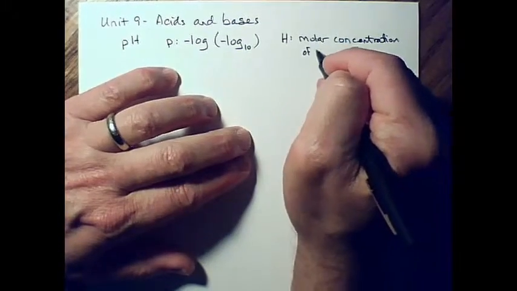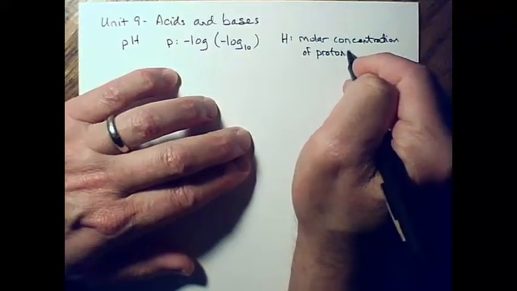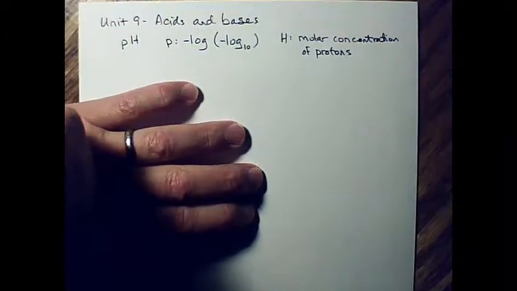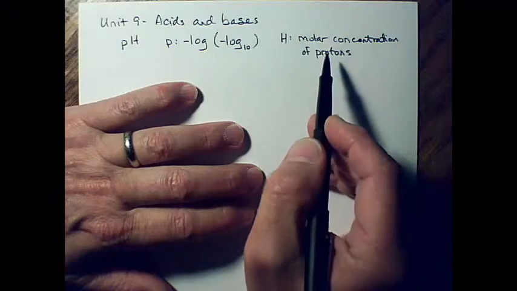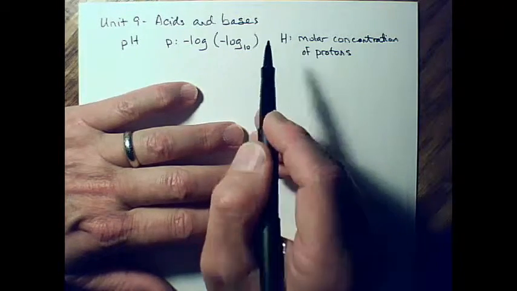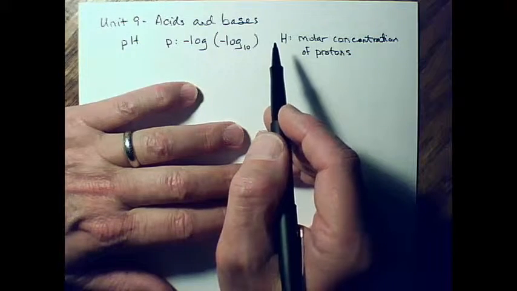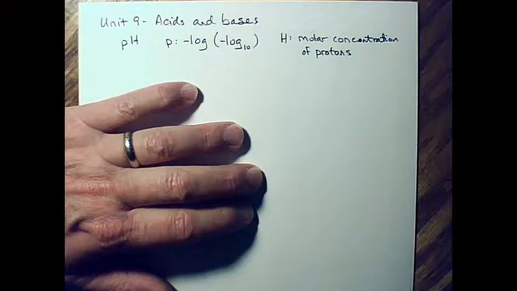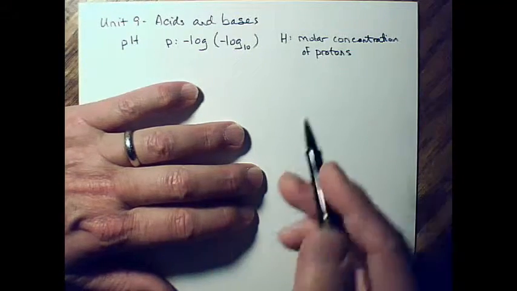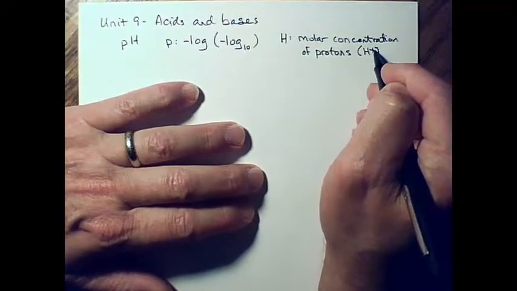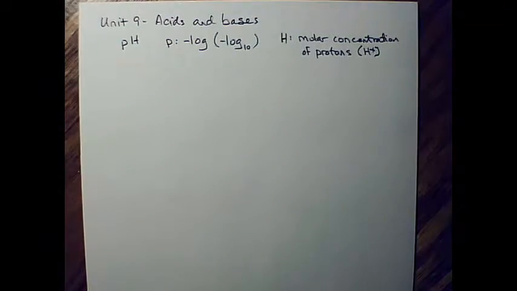Of protons. Why would we symbolize protons as H? Hydrogen. What is a hydrogen atom made of? One proton, one electron. If we take away the electron, we've got nothing but a proton. So what we're really talking about here is a hydrogen ion. So the H is hydrogen ion or protons. It means pretty much the same thing.